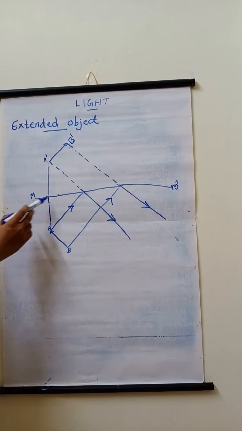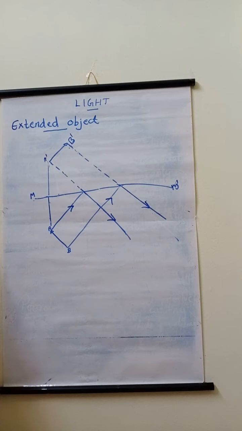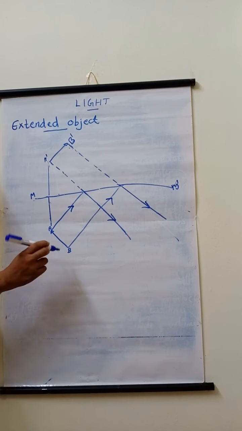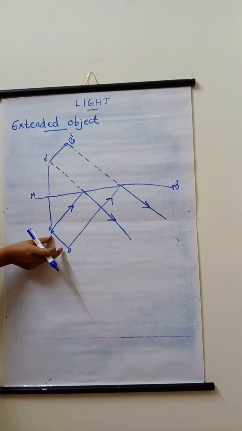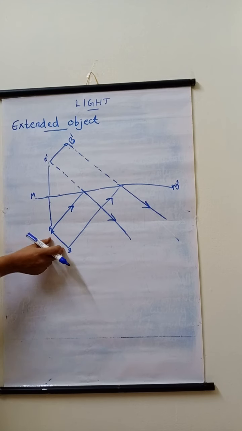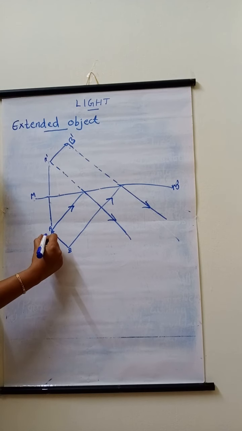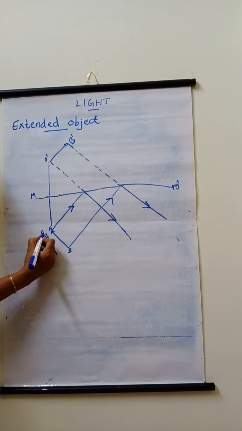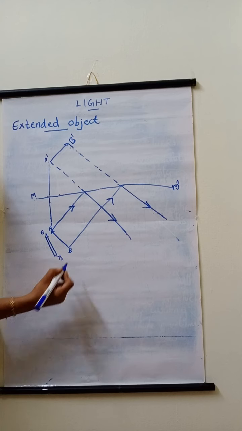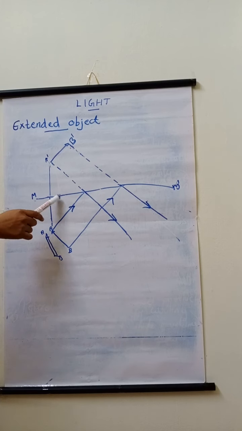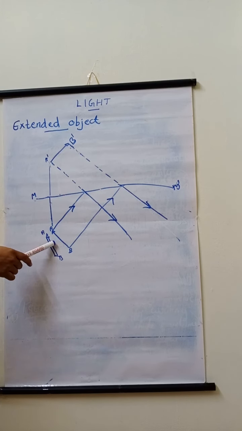So here this is our mirror. Let us consider an object AB. It can be a pen or pencil or anything. So this together is an object. Its tip is at A and another end is at B. So we are considering an object AB kept in front of the plane mirror. This is our plane mirror.